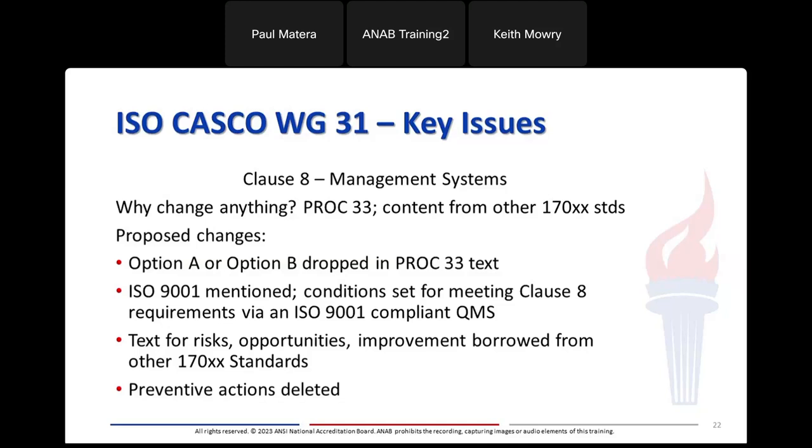So option A or option B, as far as the type of inspection body you are, that was up in 8.1. That's now been dropped. ISO 9001 is still mentioned, which was the old option B, but you still have to meet the requirements of ISO 17020, even if you carry a current ISO 9001 certificate. And so the expectation is going to be you'll still need to provide objective evidence that you comply with all the requirements of Clause 8. And so the section here was just realigned, rewritten to make that a little bit more clear.